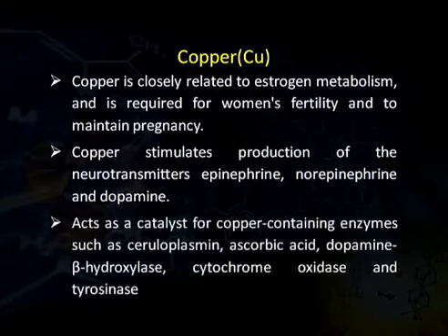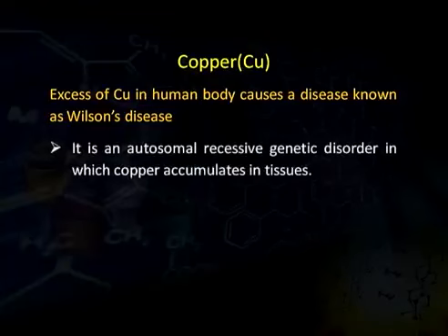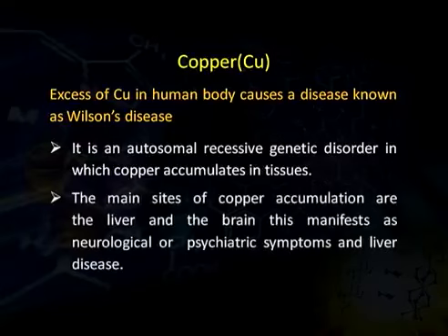It acts as a catalyst for copper-containing enzymes such as ceruloplasmin, ascorbic acid oxidase, dopamine beta hydroxylase, cytochrome oxidase and tyrosinase. Excess of copper in the human body causes a disease known as Wilson disease. It is an autosomal recessive genetic disorder in which copper accumulates in tissues. The main sites of copper accumulation are the liver and the brain. This manifests as neurological or psychiatric symptoms and liver disease.